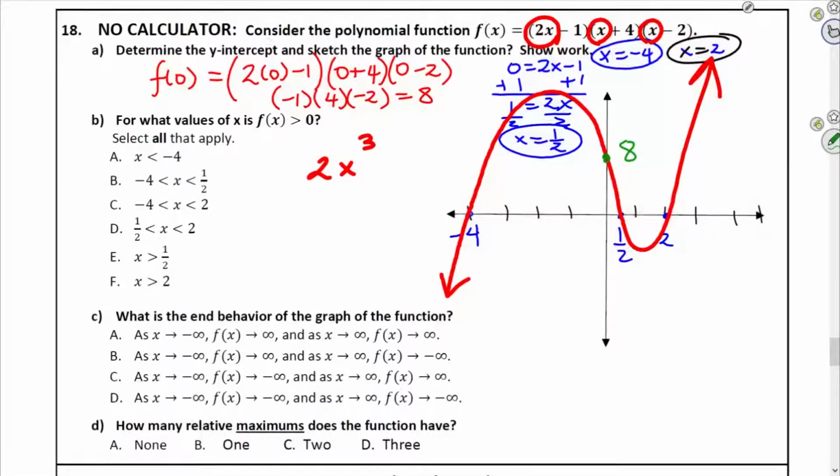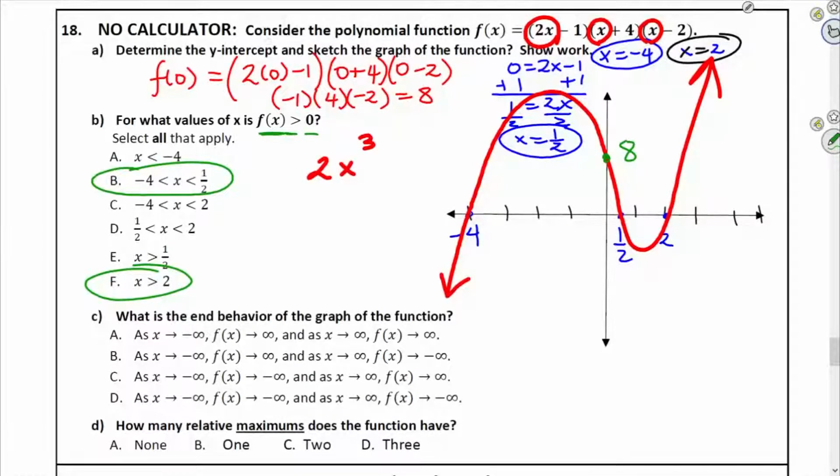So now that I have a sketch of the graph and all that, for what values of x is the function bigger than 0? So when is it positive? It's above the x-axis between negative 4 and 1/2, and also after 2. Okay? That's when it's above the x-axis.